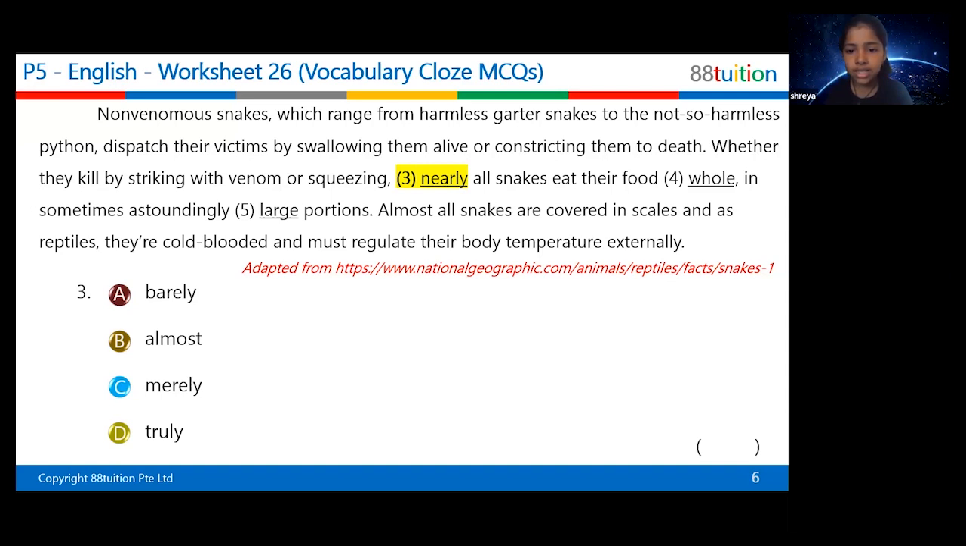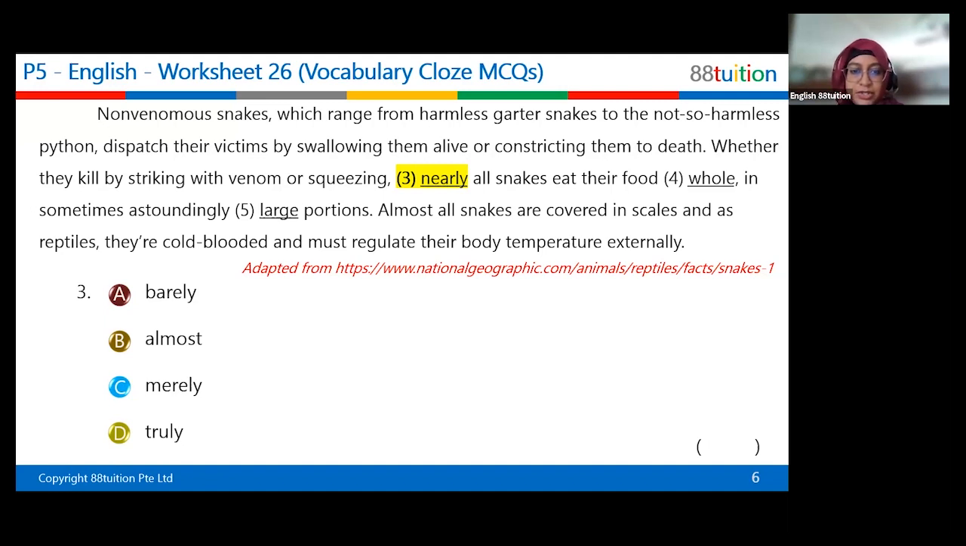Almost all the snakes eat their food whole. You can stop there. Yeah, thank you. Okay, exactly. So you got the correct answer. Well done, Shreya. Yes, the answer is B, almost like what Shreya mentioned. You are right.